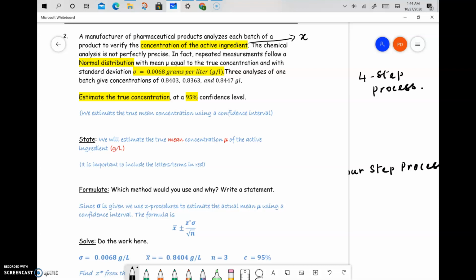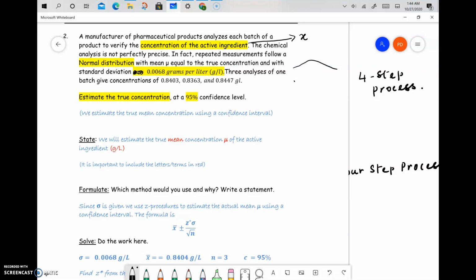In fact, repeated measurements follow a normal distribution. So that's important. It is normally distributed with mean mu and sigma, the standard deviation, 0.0068. Remember that even if it's not given in the problem that it's sigma, we have to be able to understand that, because we're talking generally about the measurements being normally distributed. We are not referring to a sample. So 0.0068 is sigma, which is the population standard deviation.